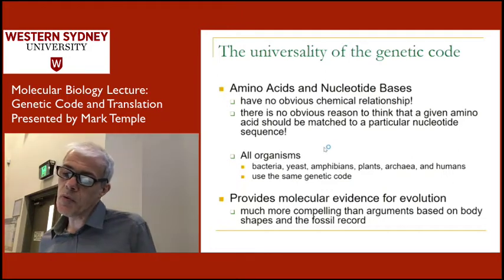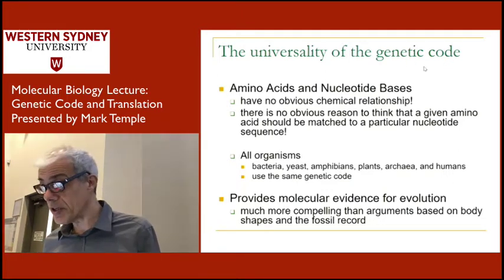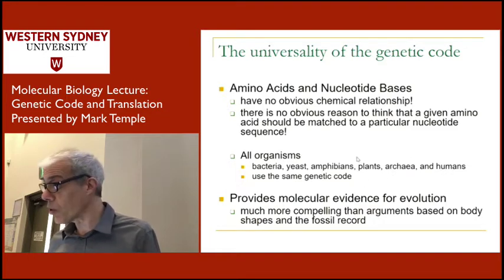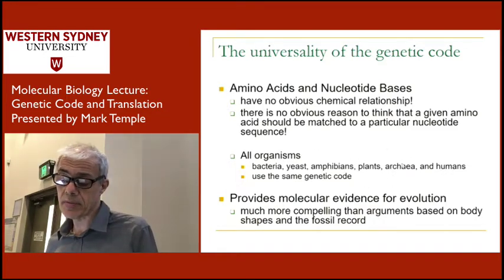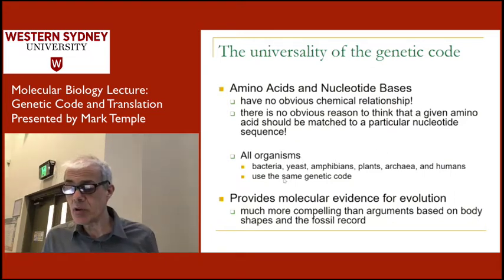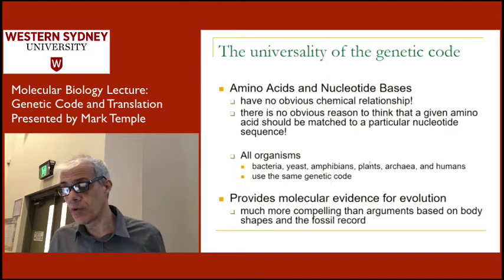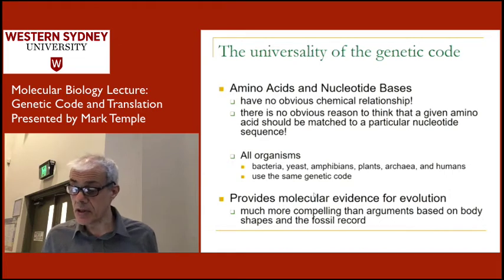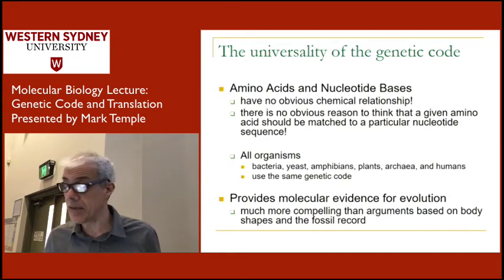So effectively, what we're talking about is the genetic code, which is the relationship between these nucleotide bases and amino acids. And the genetic code is effectively the same in all organisms, from all different archaea, or whatever the term is. And so effectively we have one genetic code for all forms of life. And this is another example of how we're now using molecular evidence to understand evolution.